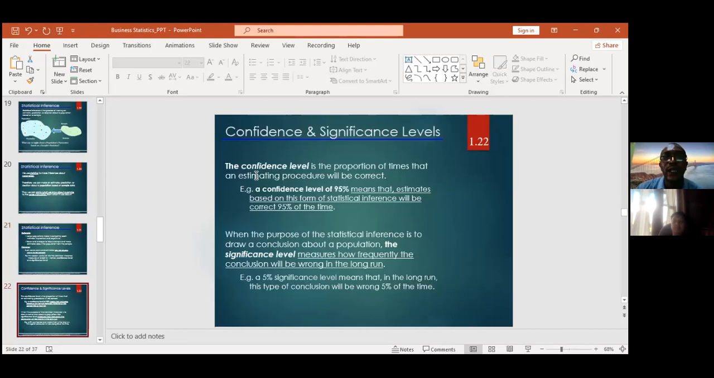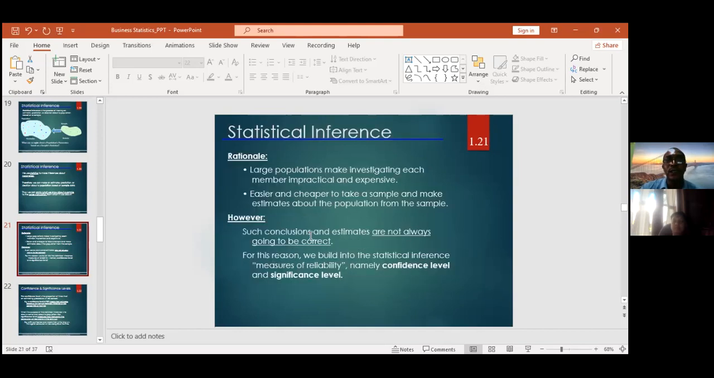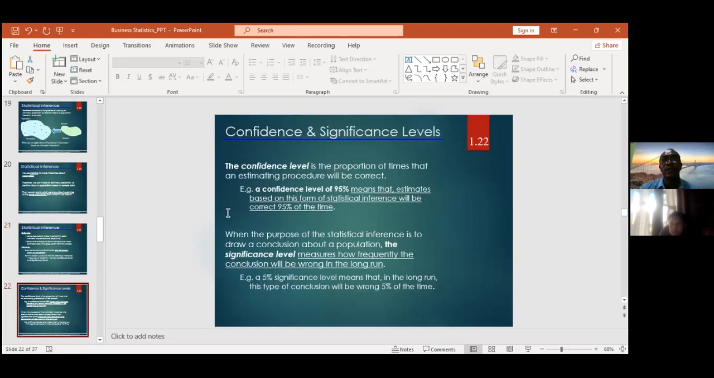So let's start with the confidence level. But remember the progression. It was as a result of the limitation of inferential statistics that give rise to the need to have confidence level and significance level. So these two enable us to assess how we can rely on the inferential statistics. So let's see the difference.